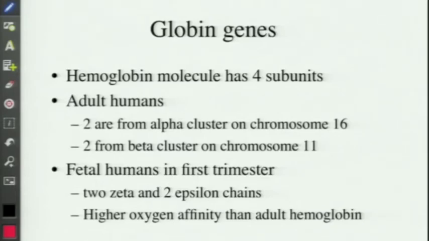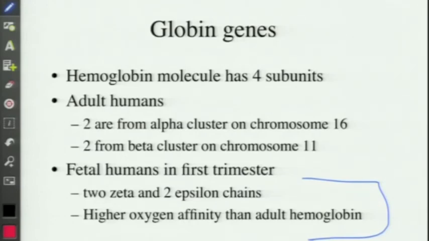Your hemoglobin molecule has 4 subunits. In adult humans, 2 are from this alpha cluster on chromosome 16, 2 are from the beta cluster on chromosome 11. I know you don't really care. When you were a fetus, there were different variants that were used to make up your hemoglobin molecule, and they have different oxygen affinity.